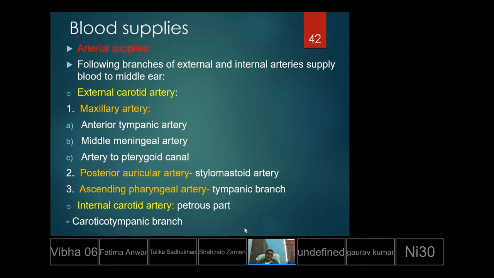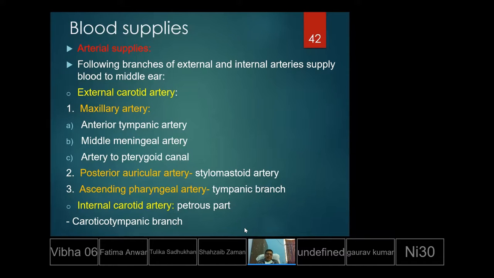Now the blood supply, arterial supply of the middle ear cleft is done by both external carotid and internal carotid. The branches of external carotid, like the anterior tympanic artery, middle meningeal artery, artery to pterygoid canals, and stylomastoid artery, that is a branch of the posterior auricular artery, which is a branch of external carotid. Similarly, the tympanic branch of the ascending pharyngeal artery, finally a branch of external carotid.